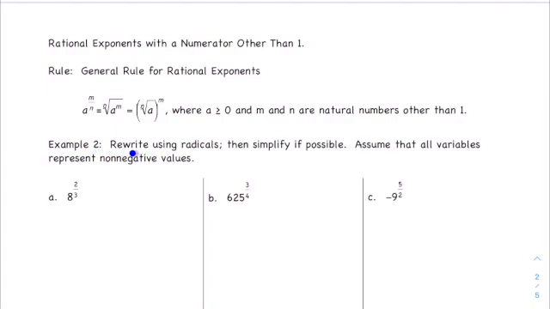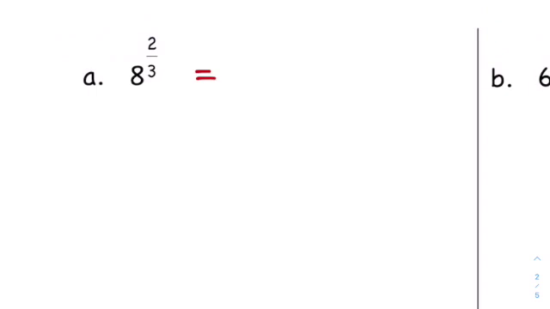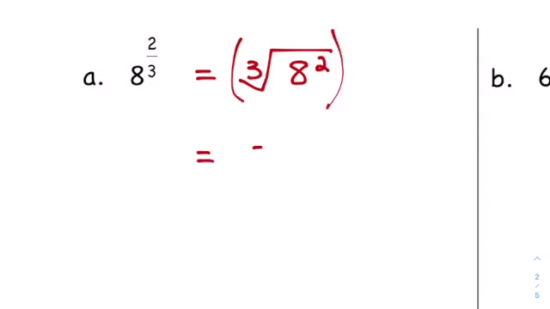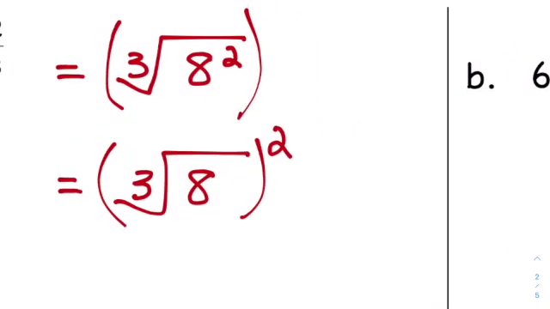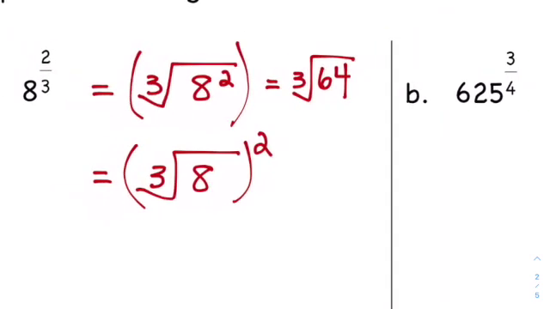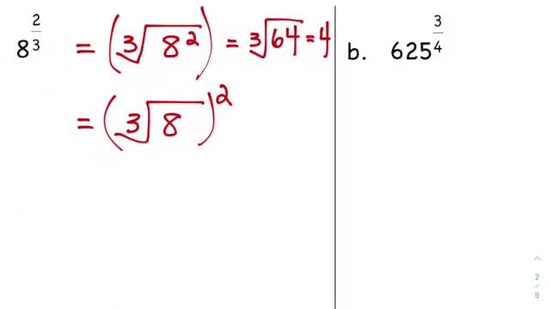Example 2 says rewrite using radicals, then simplify if possible. Assume that all variables represent non-negative values. Start with 8 to the 2 over 3. 3 is the index number, so I'm going to put 3 on the outside. 8 is on the inside, and I'm going to write it down as 8 squared on the inside. Now, personally, I prefer the second way. The first way is the cube root of 64, and you break it down, and that's 4. The second way is the cube root of 8. Well, you know that's 2. 2 to the second power is equal to 4.